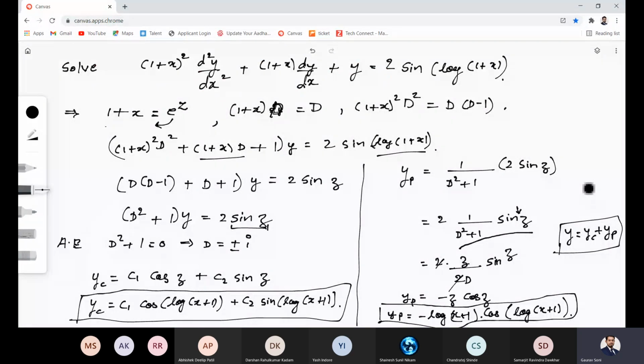1, so d square is replaced by minus of 1 square.